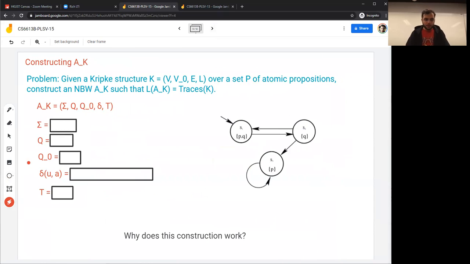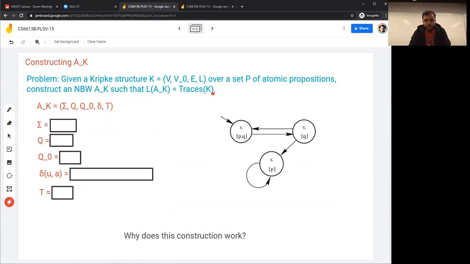Okay, so let's construct this non-deterministic Büchi automaton AK. So I have a Kripke structure. I have a set of vertices, a set of initial vertices, a set of edges, and I also have labels on my vertices. Okay, so I want to construct a non-deterministic Büchi automaton that accepts the traces of my Kripke structure.